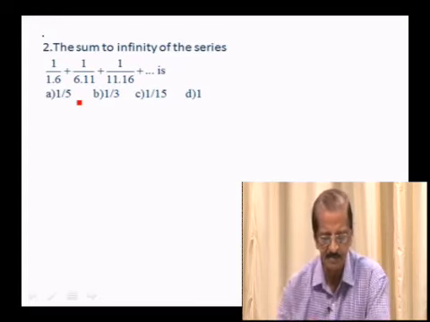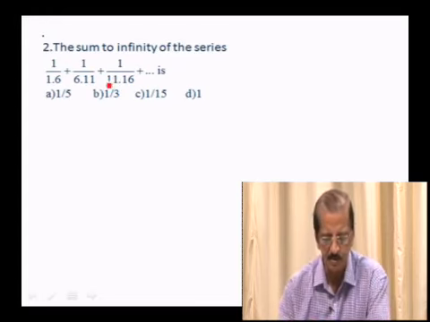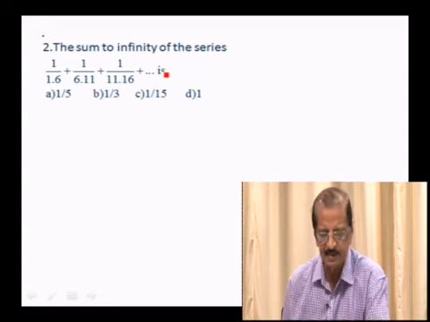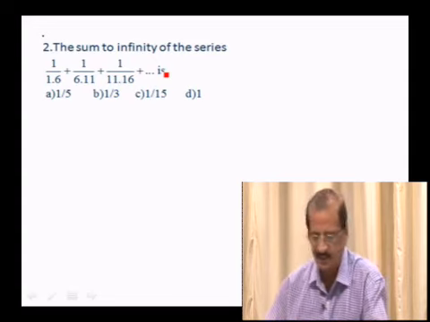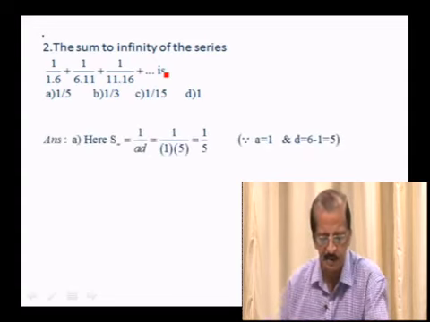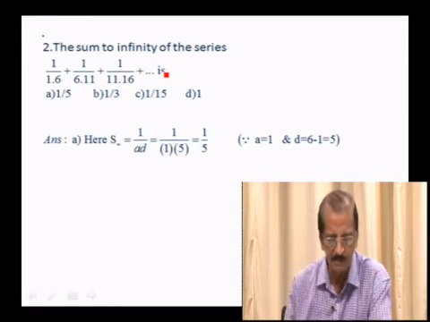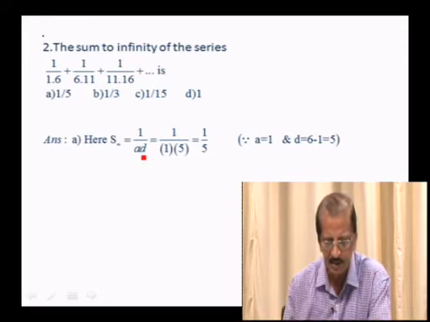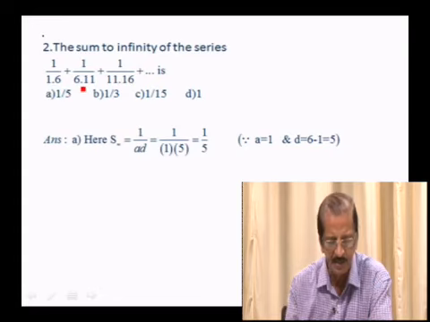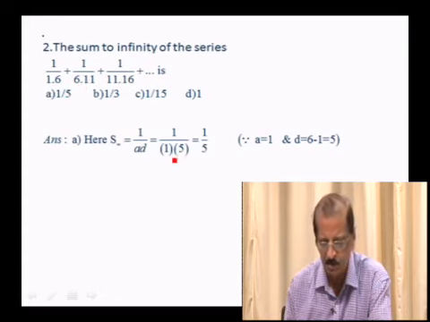Sum to infinity of the series 1 over 1 into 6, 1 over 6 into 11, 1 over 11. ಅದೇ ಥರ ಇಲ್ಲಿ ಸಮ್ ಟು ಇನ್ಫಿನಿಟಿ ಕೇಳಿದ್ದಾನೆ. ಸಮ್ ಟು ಇನ್ಫಿನಿಟಿ ಕೇಳಿದಾಗ ಭಾಳ ಸುಲಭ, 1 over a into d ಆ ಫಾರ್ಮುಲಾ ಹಾಕಿ. ಸೊ 1 over a into d, a is 1 and d is 5. So difference of these two. So 1 into 5, 1 by 5. So answer is option A.